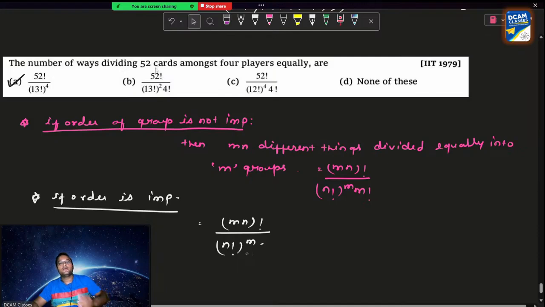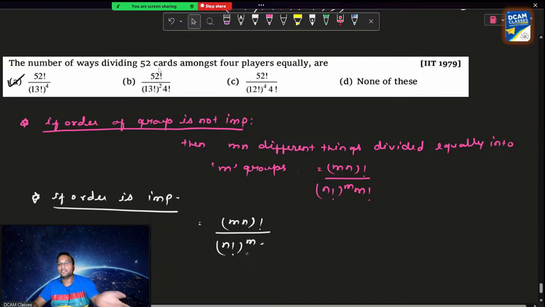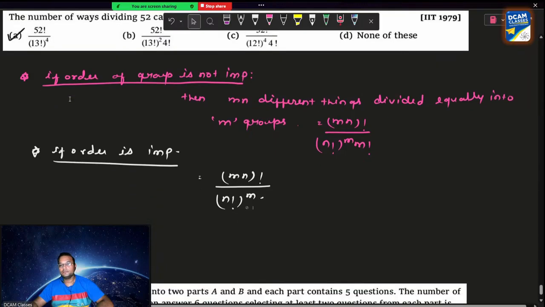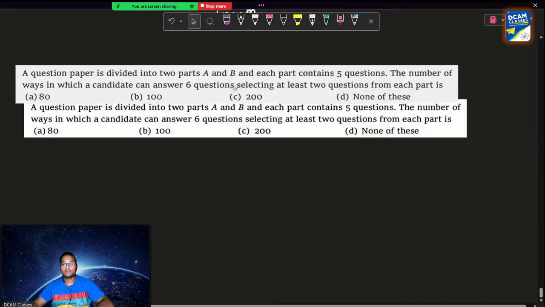Because when you have given 13 cards to the first person, you cannot just give the second person the same 13 cards. They are not the same. The 13 cards of the first person will not be the same as the 13 cards of the second person. That's why the order is important. You have to do it like this. Try solving this now.